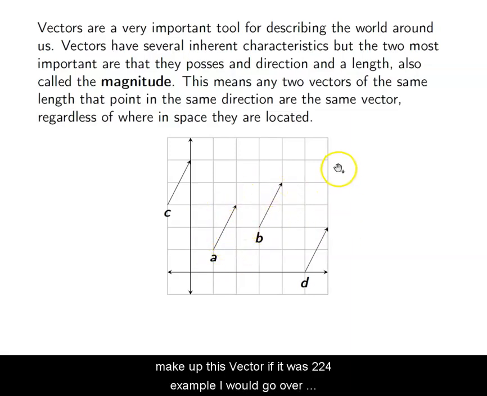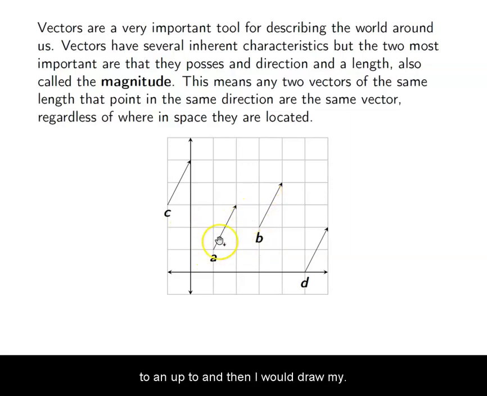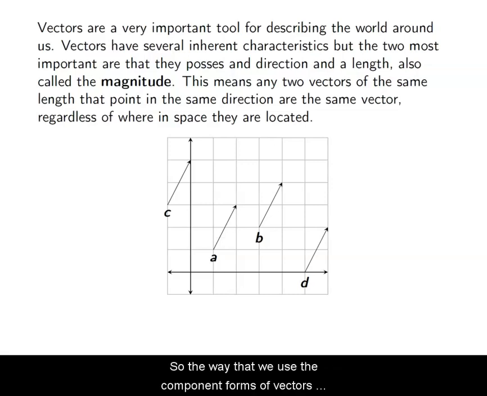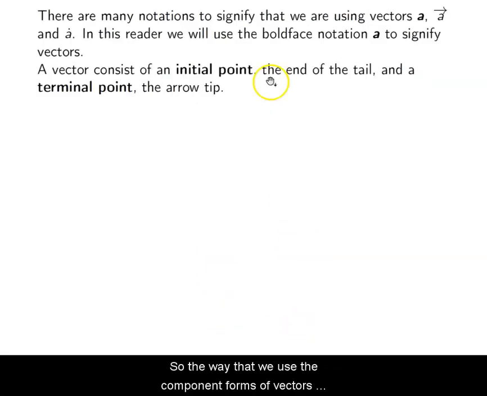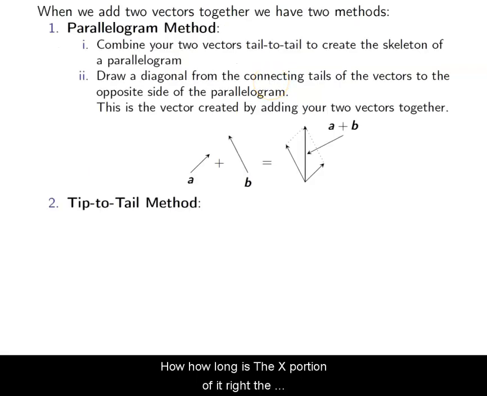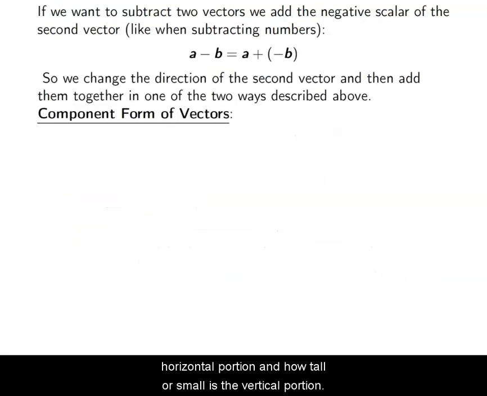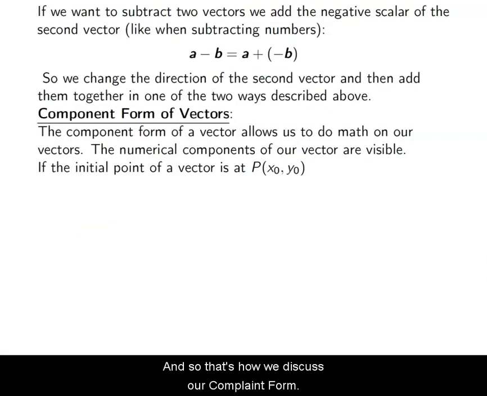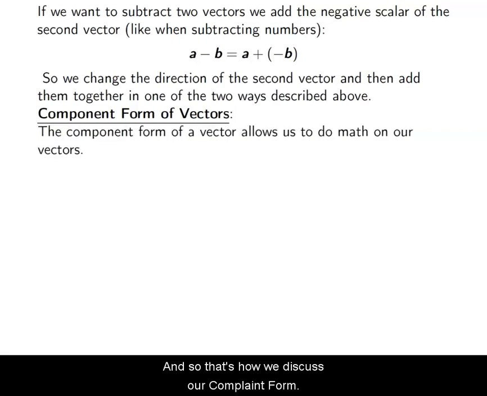If it was 2, 2, for example, I would go over 2 and up 2, and then I would draw my vector from its initial point to its terminal point. So the way that we use the component forms of vectors is by discussing how long is the x portion of it, the horizontal portion, and how tall or small is the vertical portion of it. And so that's how we discuss our component forms.